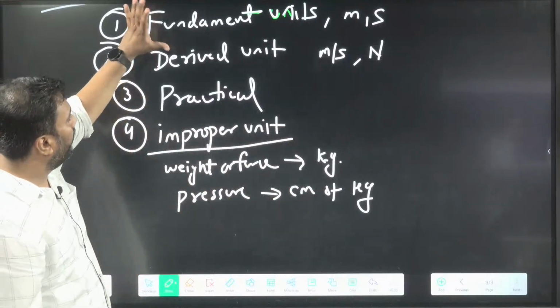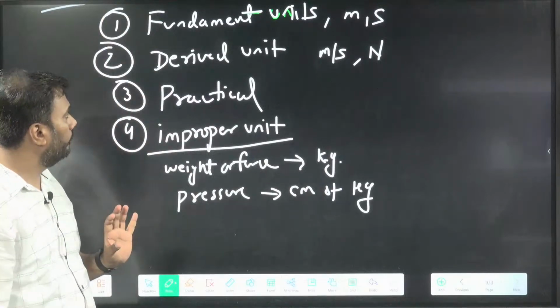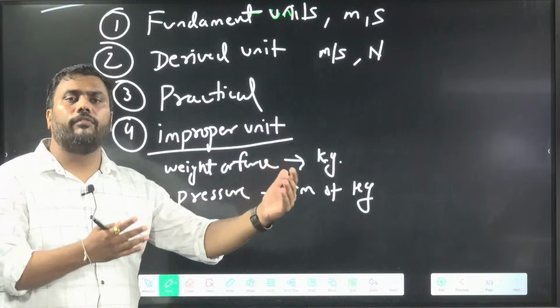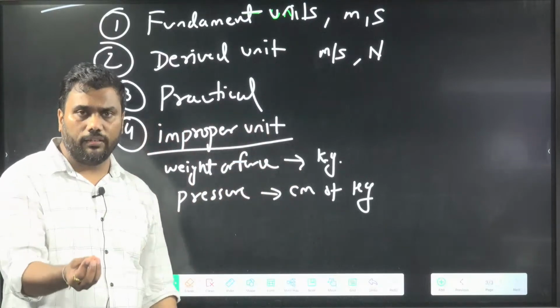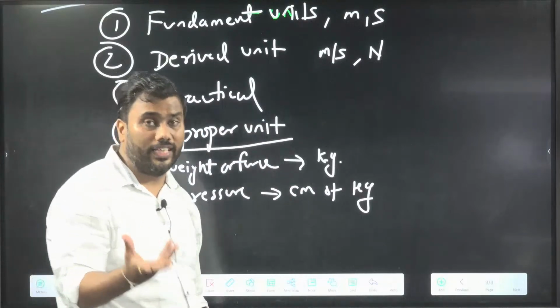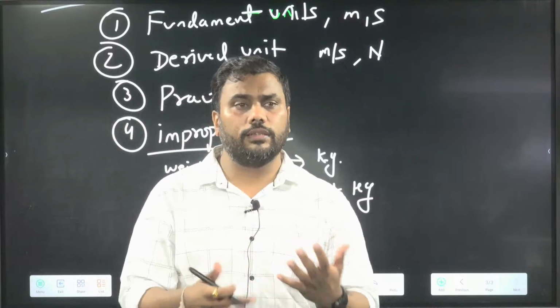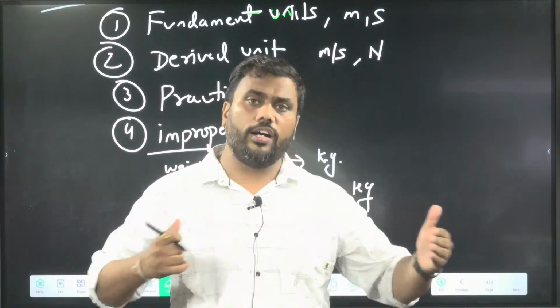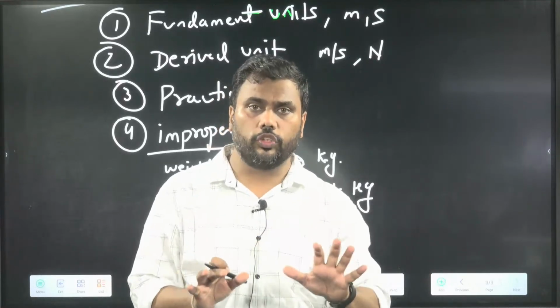Okay. So there are fundamental units, derived units, practical units, improper units. And there are also conventional units. Conventional, for a long time we have been using that kind of unit, so they are called conventional units. For example, calorie is a conventional unit of heat. Okay, so we have discussed the systems of units, what are fundamental, what are derived units, what are different types of systems available.